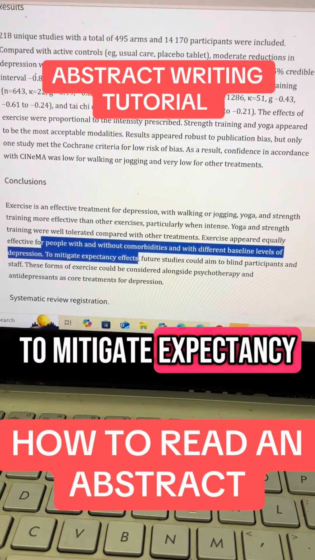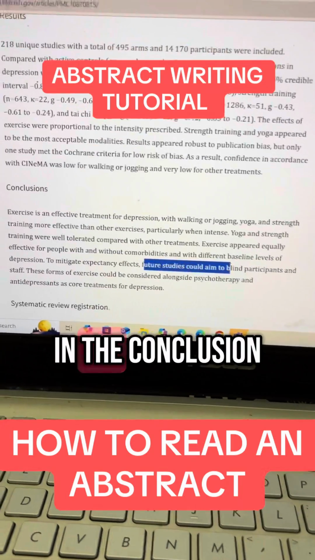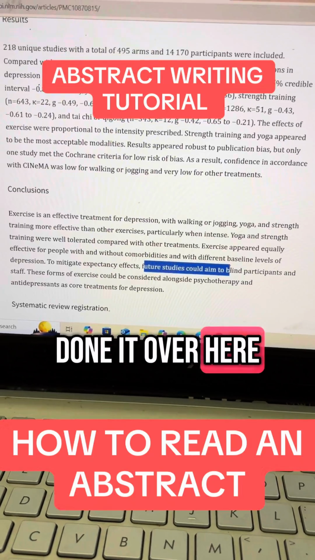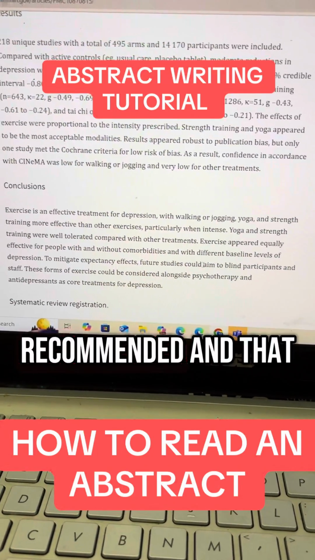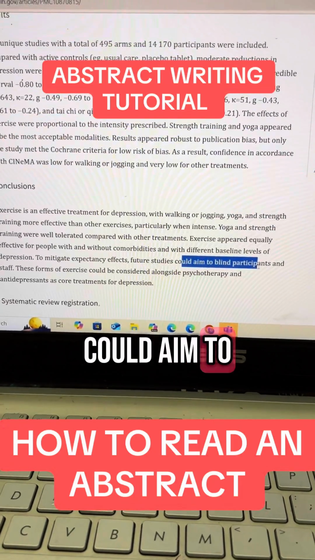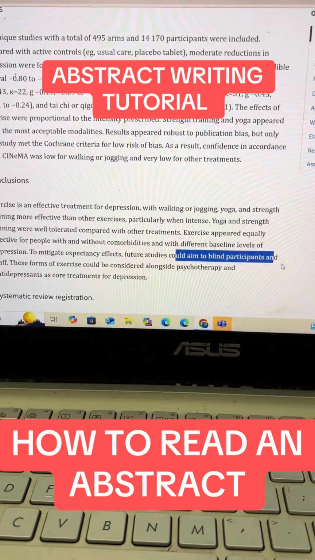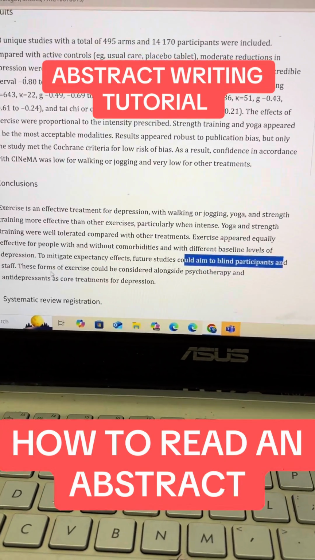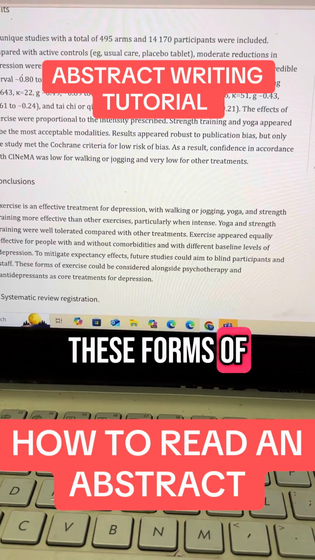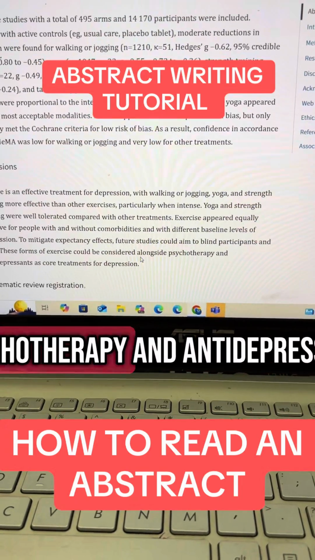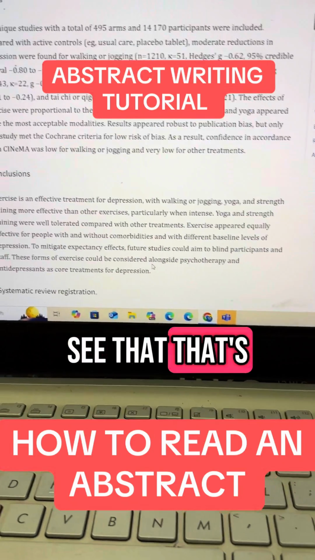To mitigate expectancy effects, future studies. Now see, future recommendation of studies are usually done in the conclusion section. So they have done it over here. And what they have recommended, future studies could aim to blind participants and staff. These forms of exercise could be considered alongside psychotherapy and antidepressant as co-treatment for depression. See that? That's how it is written.